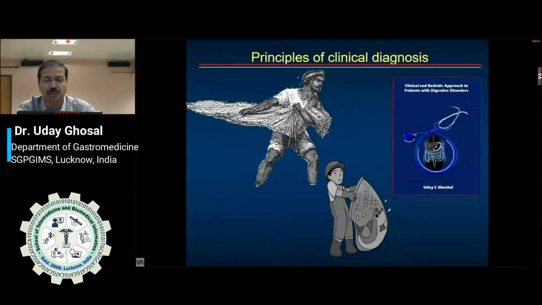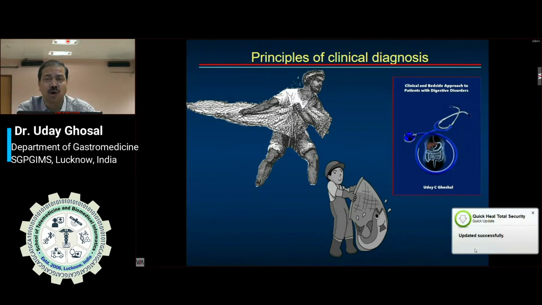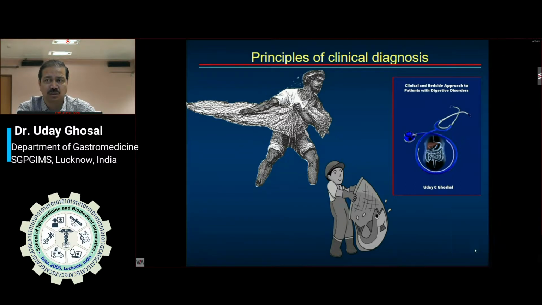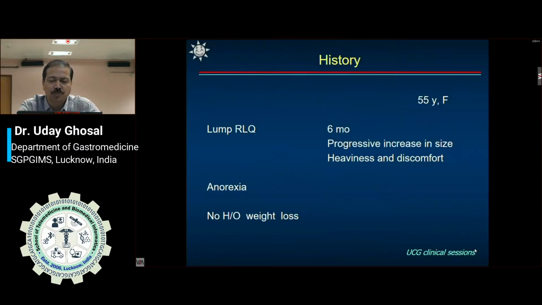Then you say you are expecting this lump to be malignant or benign. And then you say what could be the etiology. So that is making the diagnosis wide rather than in a very narrow footing. So this is the principle of clinical diagnosis we'll discuss in detail in next 1 hour. And this is a book that I'm now working on. And this is clinical and bedside approach to patient with digestive disorder, and a lot of things I will take from this book. Let us come to a patient.